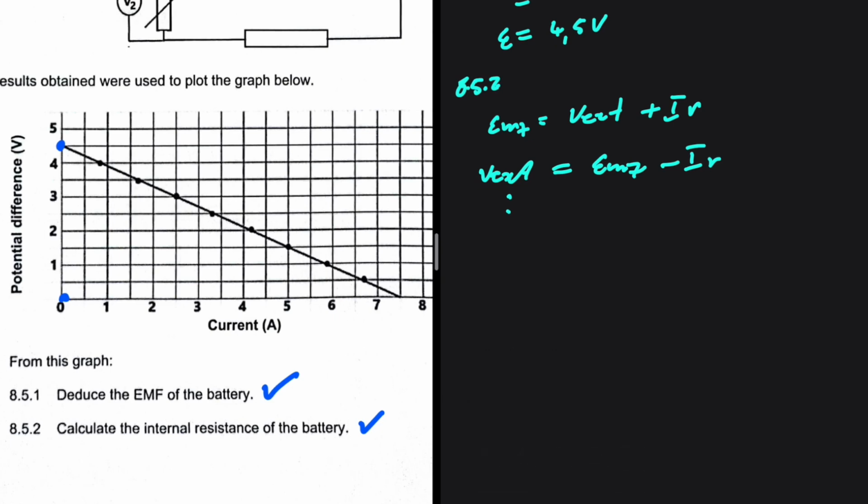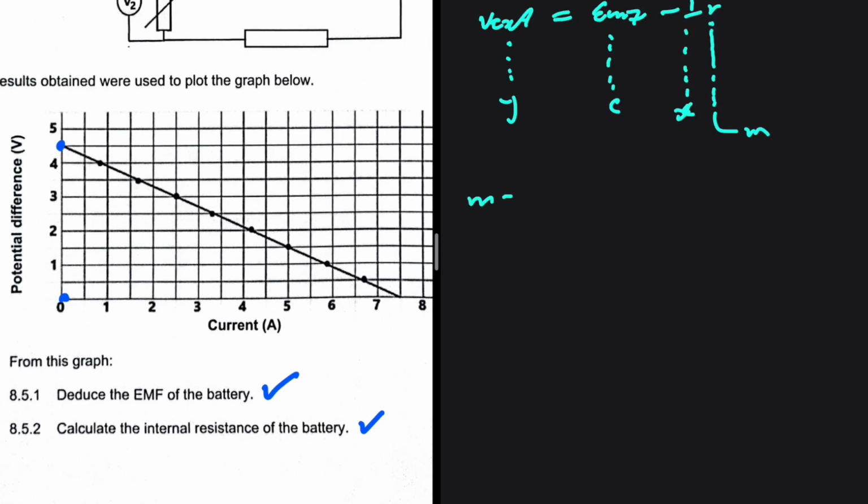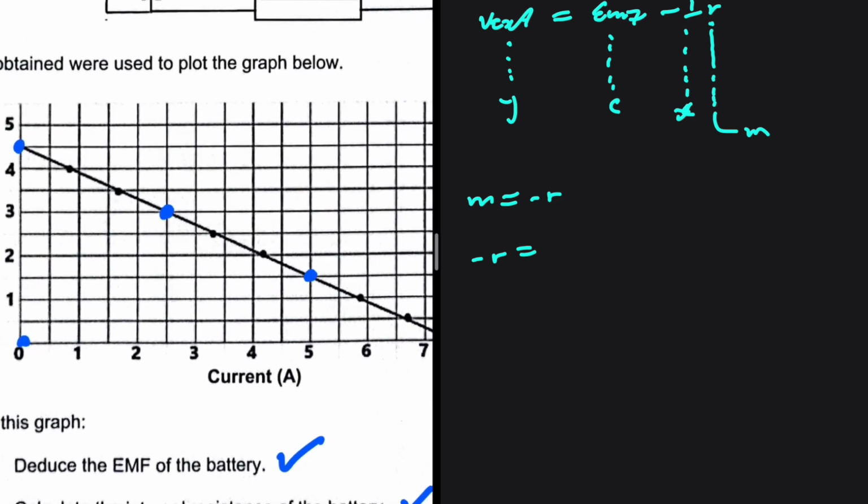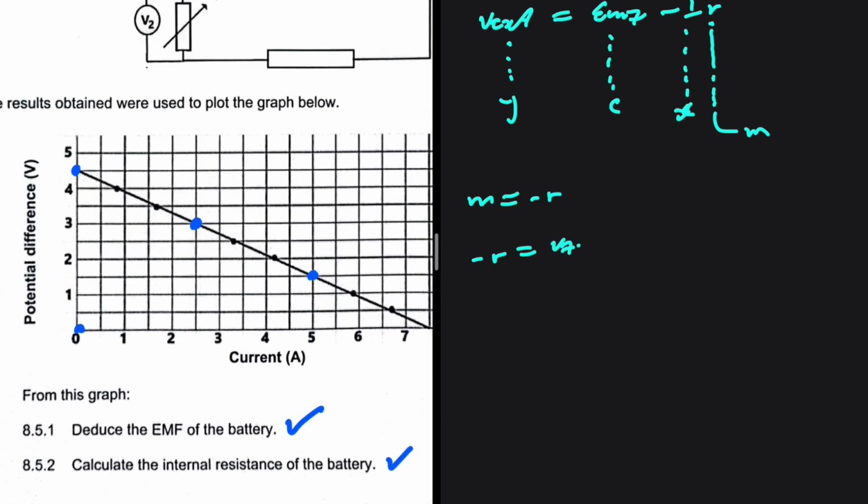Well, as we can clearly see, our V external is our dependent variable, that is our Y, and our EMF is our intercept, that is C. Our current is what we are changing, that is X, and then minus the internal resistance is our slope. So we can say that the gradient is equal to minus r. Now we just need to calculate the gradient of this graph. Let's take this point as it is easy to read, and this point. Okay, so VF minus VI divided by IF minus II.